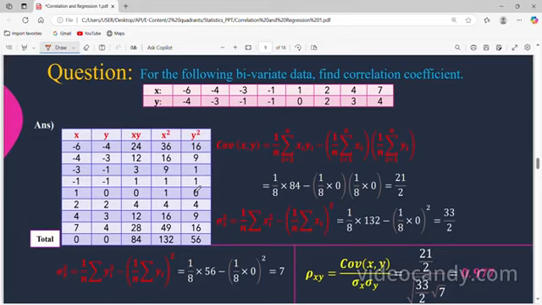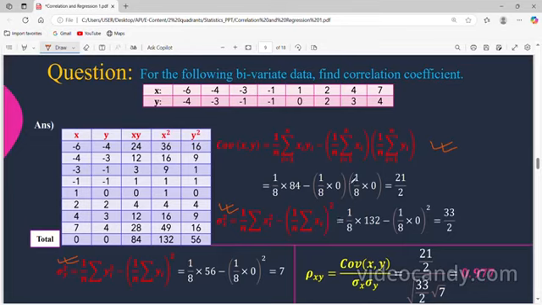Before going to find out, first we have to write the formula, because according to the formula we will decide which columns we need. So first we have to find out covariance of xy. First write down the formula, then keep some space for calculation. Again you will write the formula of sigma x square for the standard deviation. Again keep some space for calculation. You will find sigma square y, again keep some space for calculation.